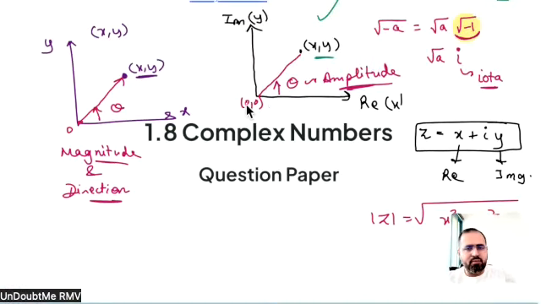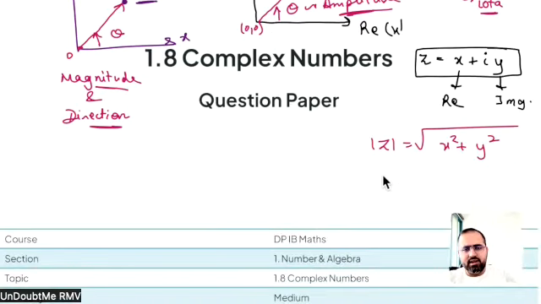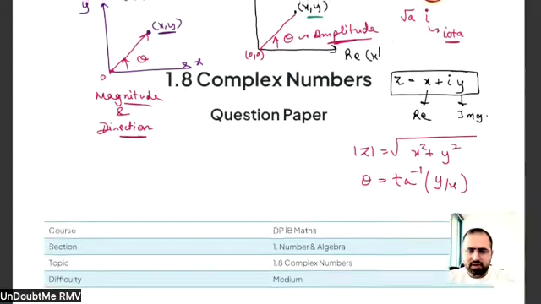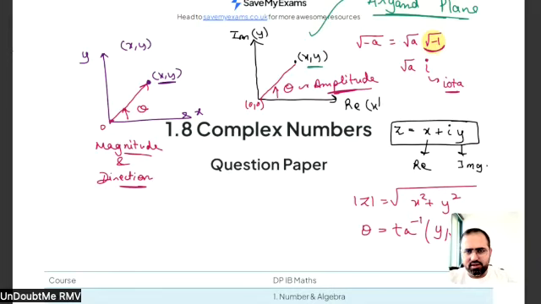So the amplitude of a complex number is just the angle at which this coordinate is inclined with respect to the real axis, that is the x-axis. If I want to find theta, then it will be tan inverse of y by x, the same formula we use in vectors. So this is the basics of complex numbers you should know. The remaining concepts we will cover directly using questions.